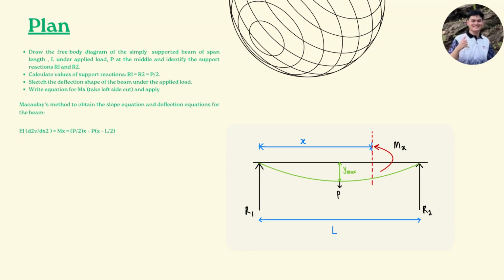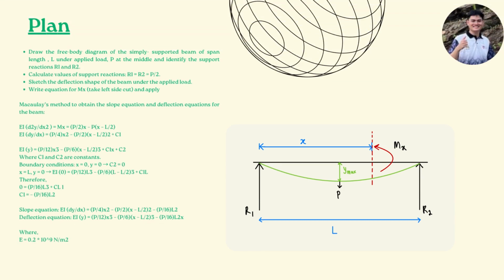Then, draw the free body diagram of the simply supported beam of span length L under applied load P in the middle and identify the support reactions R1 and R2. Calculate the value of support reaction R1 equals R2 equals P over 2. Sketch the deflection shape of the beam under the applied load. Write the equation of M(x) and apply the Macaulay method to obtain the slope equation and deflection equation for the beam.